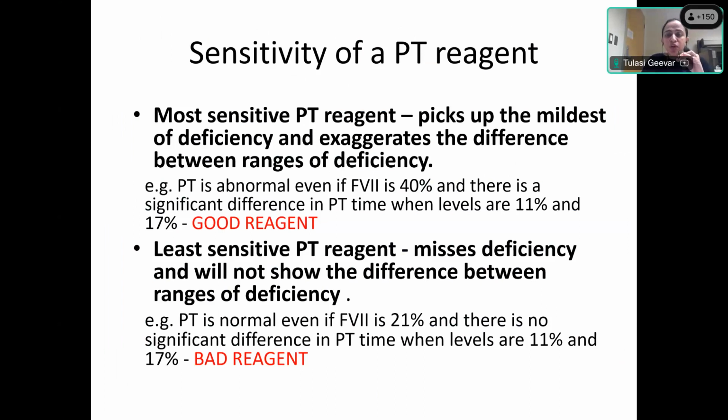but this may be evident only with a good prothrombin reagent, while a least sensitive PT reagent misses deficiency and will not show the difference between these ranges of deficiency. That is, PT can be normal even when factor 7 goes to 21%. There is no significant difference in prothrombin time between 11% and 17%. So that is a bad reagent.